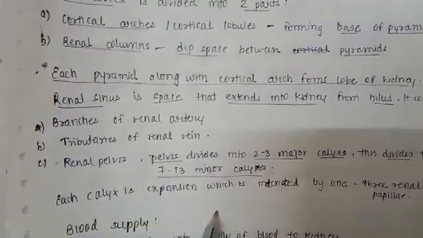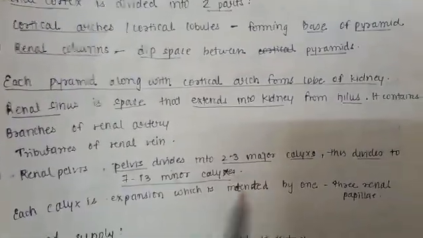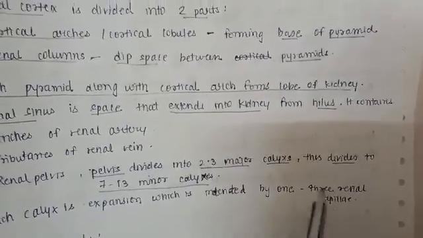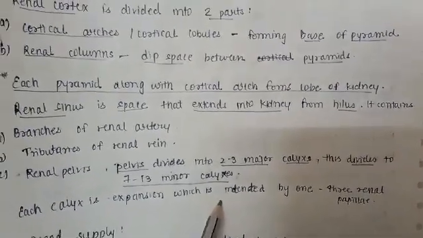Each calyx is an expansion which is indented by 1 to 3 renal papillae, meaning that it is intersected by 1 to 3 renal papillae.